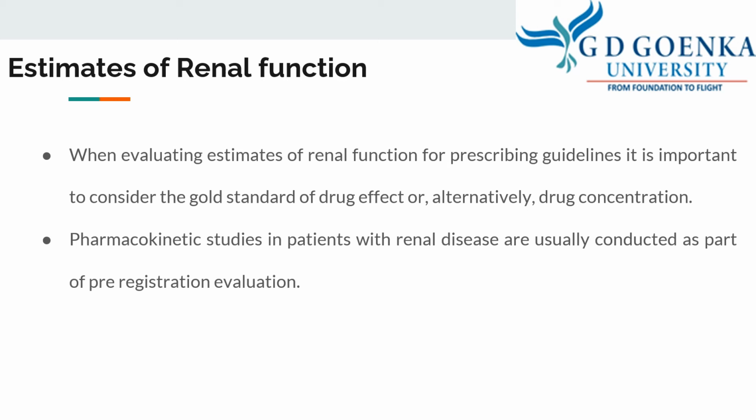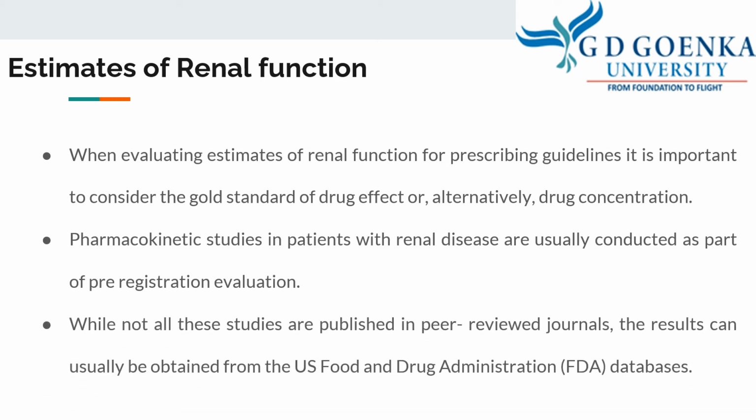This is very important for those drugs which are used only for renal diseases. Second are narrow therapeutic index drugs. Third are drugs 100% or primarily excreted through the renal route. While not all these studies are published in peer-reviewed journals, the results can usually be obtained from US Food and Drug Administration databases.